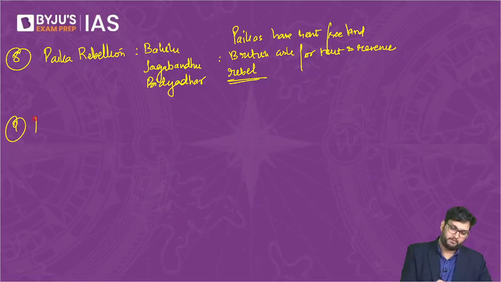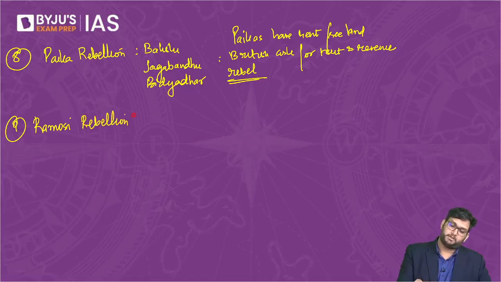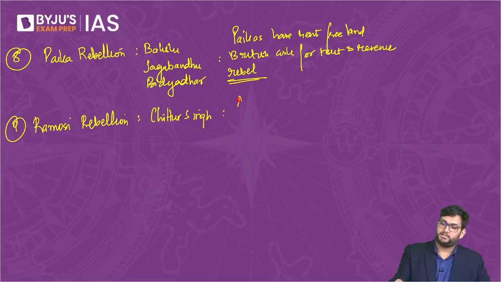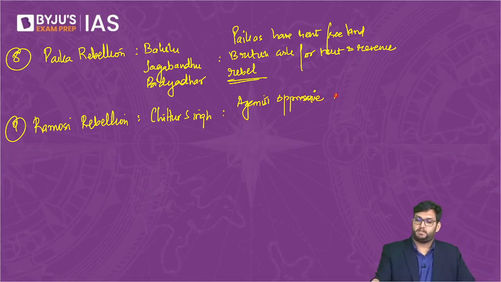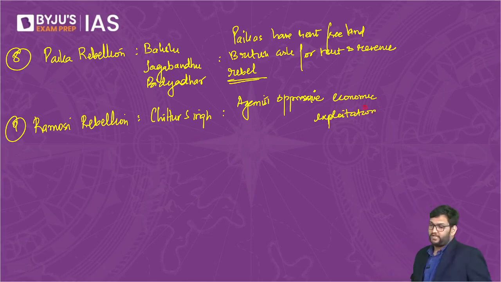So you have Ramosi, we'll call it rebellion only. You can call it rebellion only. Chittur Singh against oppressive economic exploitation.